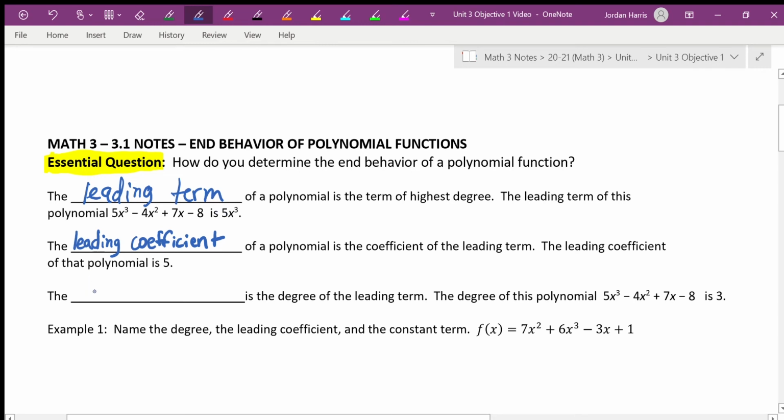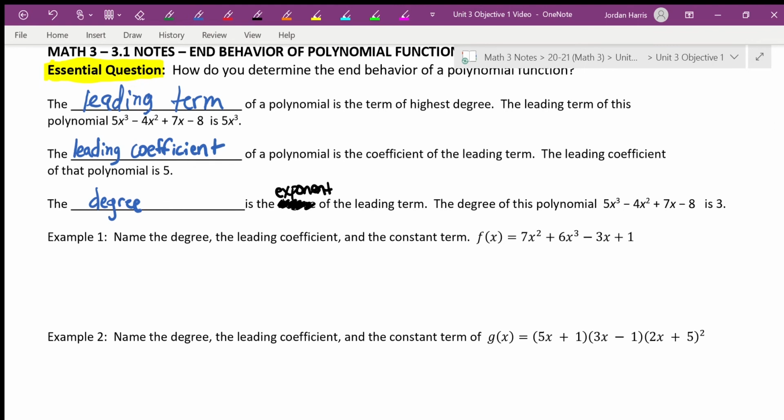And finally, the degree is the degree of the leading term. The degree of this polynomial is 3 because the degree is the exponent. Oh, that's a typo. I said the degree is the degree. The degree is the exponent of the leading term. There we go. So the exponent is that 3, so that's my degree.